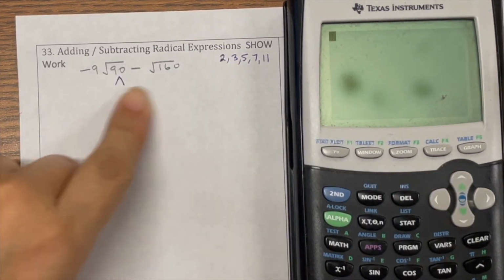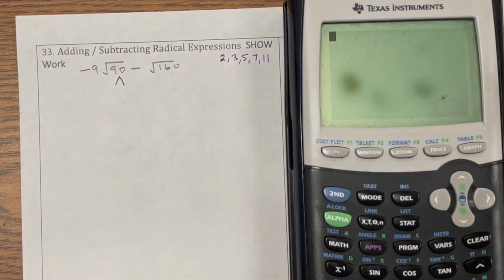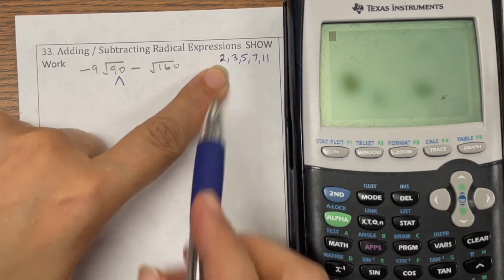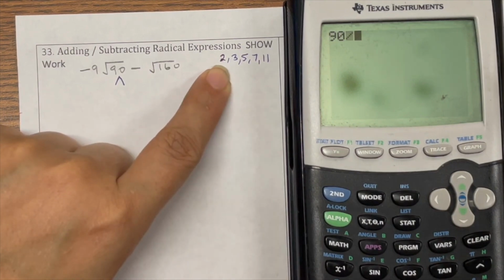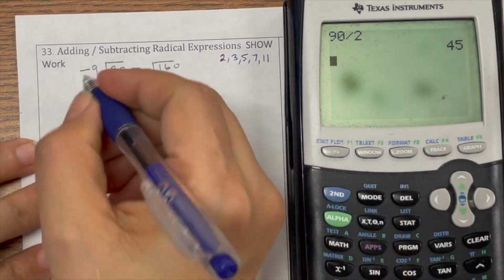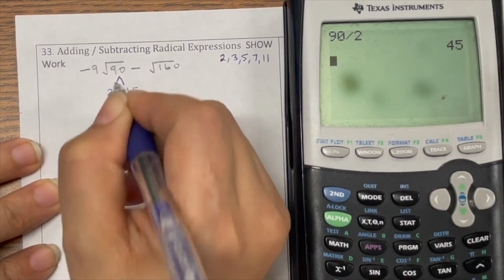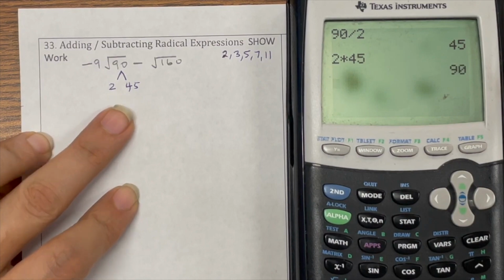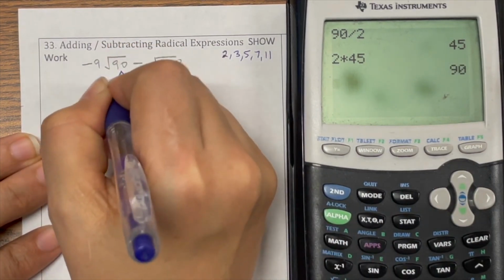All right, so I break it down by checking these numbers right here. 2 numbers multiplied together is going to equal 90. So I'm going to check 2. So 90 divided by 2 is 45, which means 2 times 45 is equal to 90. And I can just check that. 2 times 45 is equal to 90, okay? This is a prime number, so you circle it.